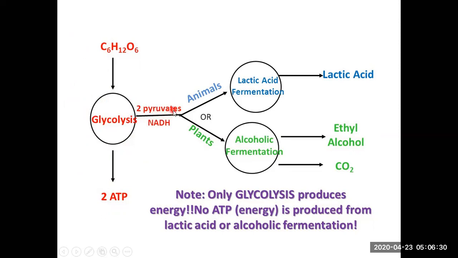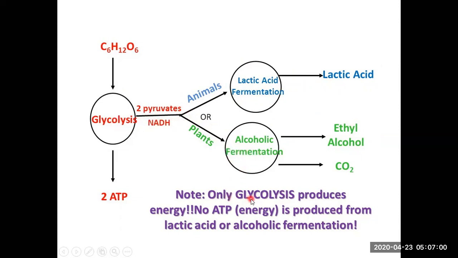In fermentation, or anaerobic respiration, lactic acid fermentation takes place in animals and alcoholic fermentation takes place in plants. In animals, lactic acid fermentation gets its name from the product of this fermentation, because we are producing lactic acid from our pyruvate, while in alcoholic fermentation we are producing ethyl alcohol from our reactant pyruvate from glycolysis.